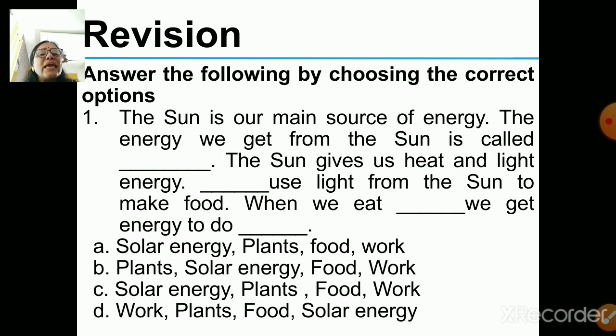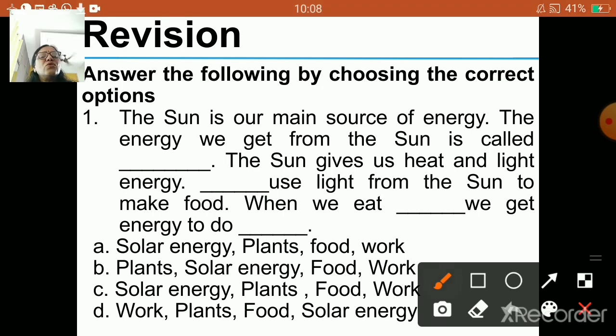So let us see A, solar energy, plant, food. No. B, plants, solar energy, food, work. No. See, C, solar energy, plants, food, work. Solar energy, plants use light, when we eat food we get energy to do work. So C is the correct option.